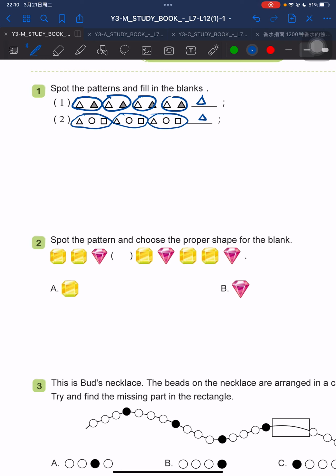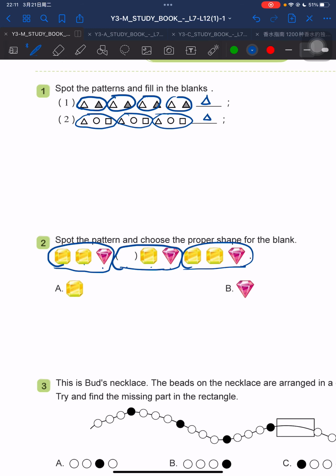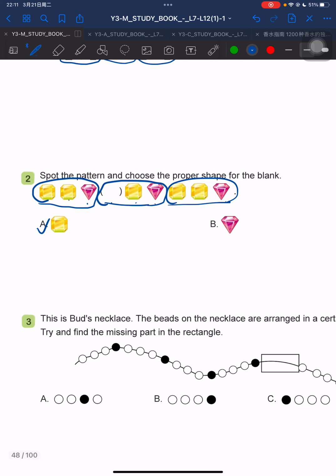Welcome back. Let's take a look at this question. First of all, can everybody circle the cycle here? Yes, we have yellow, yellow, pink, yellow, yellow, pink. So we know the pattern is like yellow, yellow, pink, yellow, yellow, pink, yellow, yellow, pink. So what's the missing diamond here? Well, it should be the yellow one, right? Because we know the cycle starts from a yellow diamond and then has a pink diamond, and we have 2 yellow diamonds. Again, it's always yellow, yellow, pink. So the missing one should be the yellow one. Great job. That's what we have as cycle.